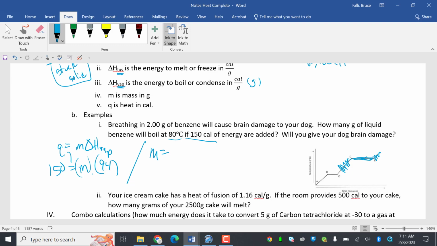That's going to make 1.6 grams. That's not enough to give brain damage to your dog. No.